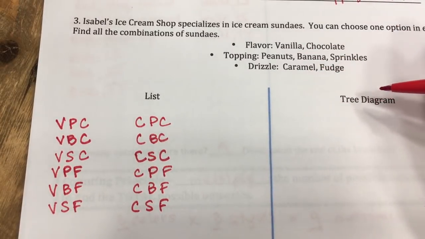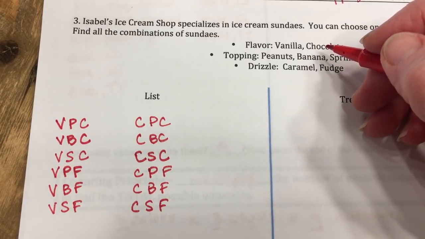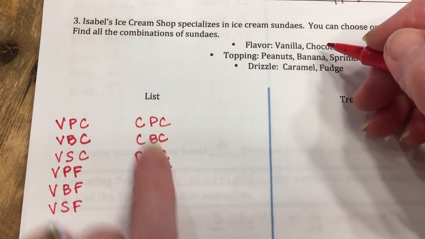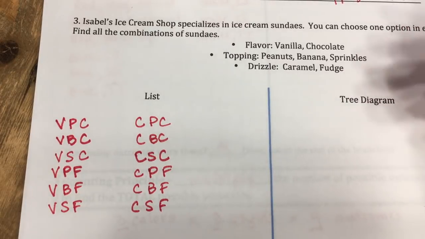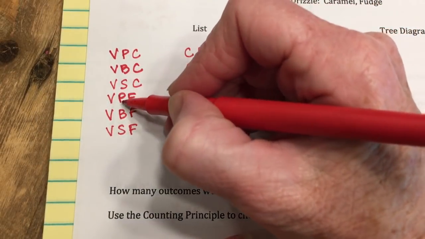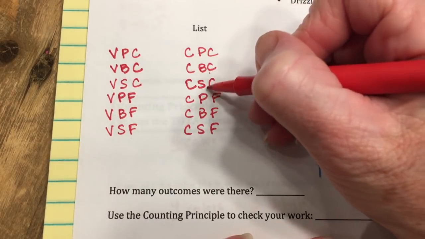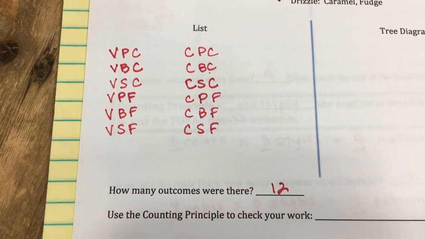The tree diagram that we're going to look at later helps with this, but this is also when it's helpful to know the counting principle because now I can go back and double check to make sure that I didn't forget anything, which is easy to do when there's so many different ones going on. All right, so how many outcomes did we get? Let's look. 1, 2, 3, 4, 5, 6, 7, 8, 9, 10, 11, 12. So we got 12. Let's see if we're right.